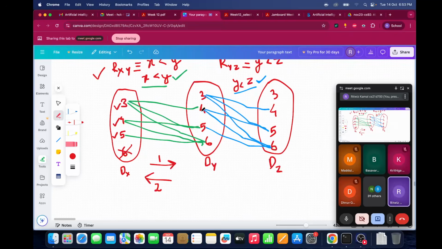3, right? 4 is connected to 3, 5 is connected to 3 and 4, 6 is connected to 5, 4 and 3, but 3 is not connected to any element of dx. So this algorithm will tell us to remove 3 from the domain of y. Is that clear?